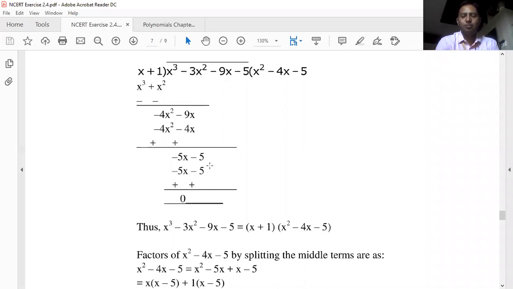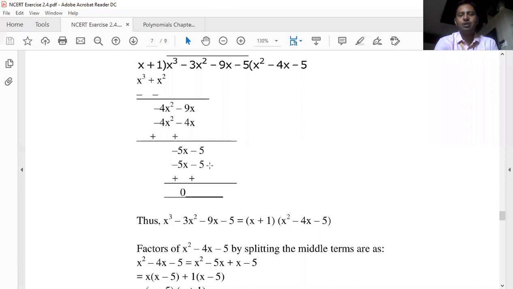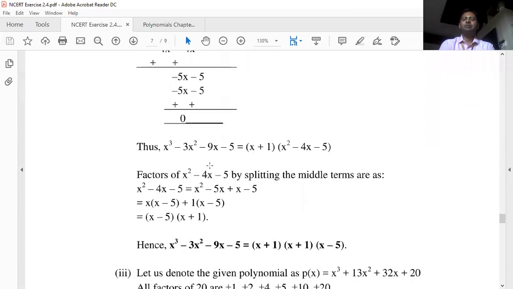So after taking x square minus 4x minus 5, we'll split the middle term. After splitting the middle term, we'll get x minus 5, x plus 1. These are the two factors, and one of the factors is x plus 1. The three factors are x plus 1, x plus 1, and x minus 5. Here two factors are the same, and the second factor is x minus 5. So x plus 1, x plus 1, and x minus 5 are the factors of x cube minus 3x square minus 9x minus 5, or the factorized form of x cube minus 3x square minus 9x minus 5 is x plus 1, x plus 1, and x minus 5.